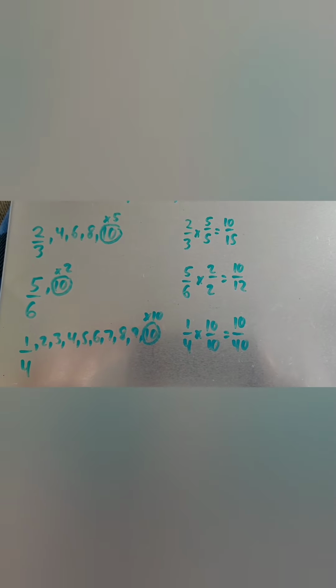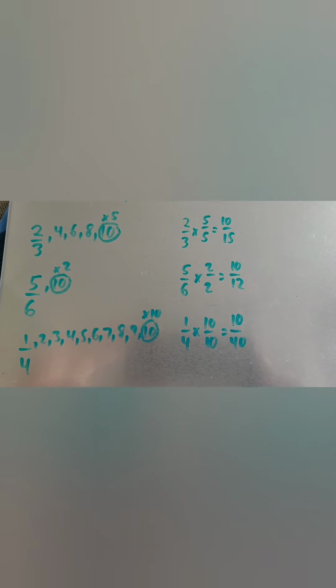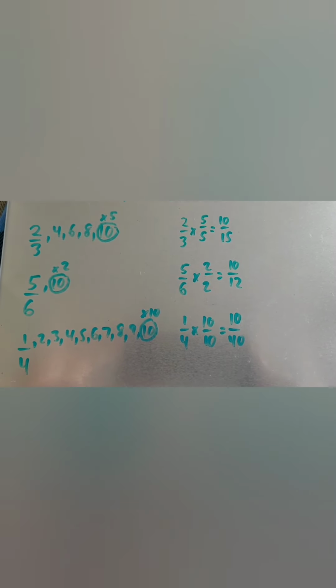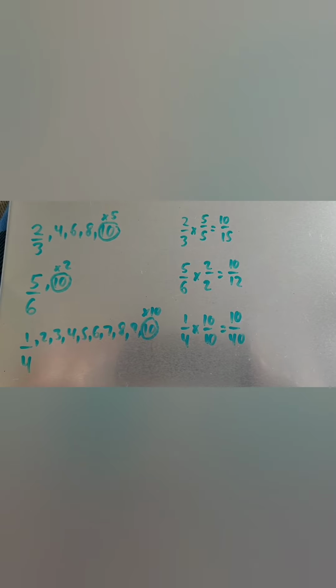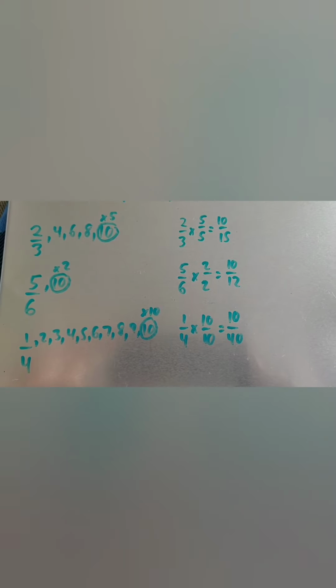So since I skip counted 2/3 5 times, that means I have to multiply 2/3 times 5/5. Got the equivalent fraction of 10/15. So 2/3 is 10/15. When I skip counted 5/6 2 times, it means I had to multiply 5/6 times 2/2. Got the equivalent fraction of 10/12, which means 5/6 is 10/12.